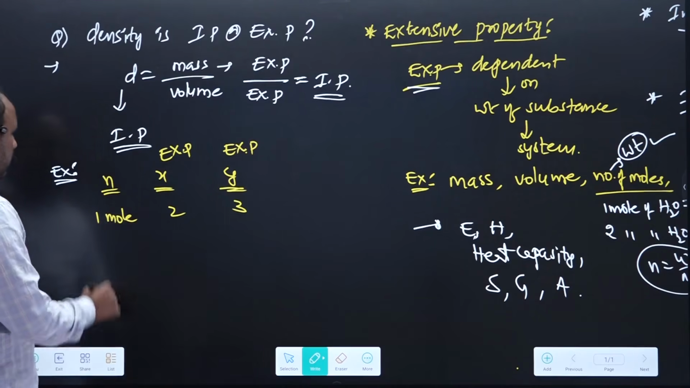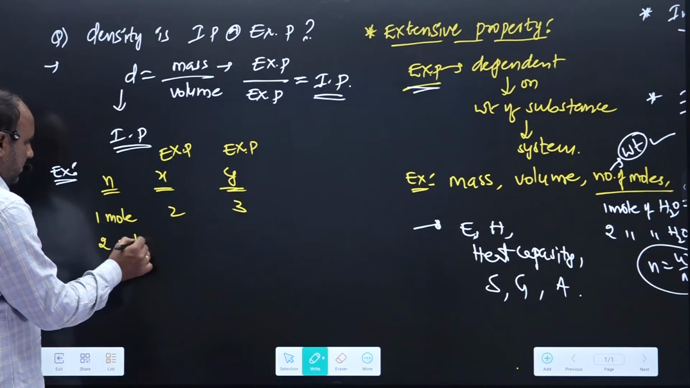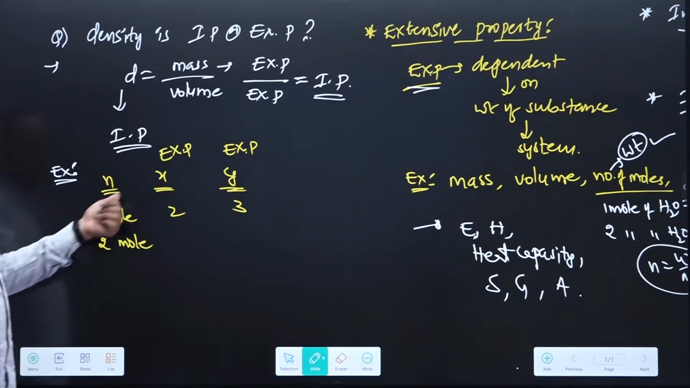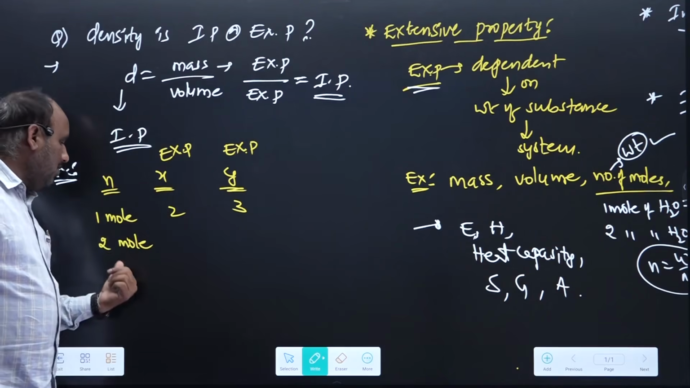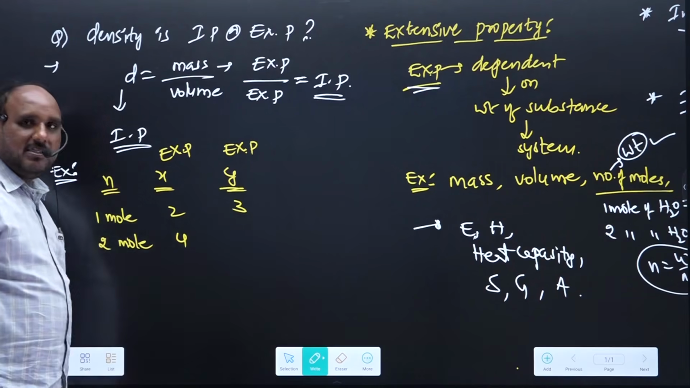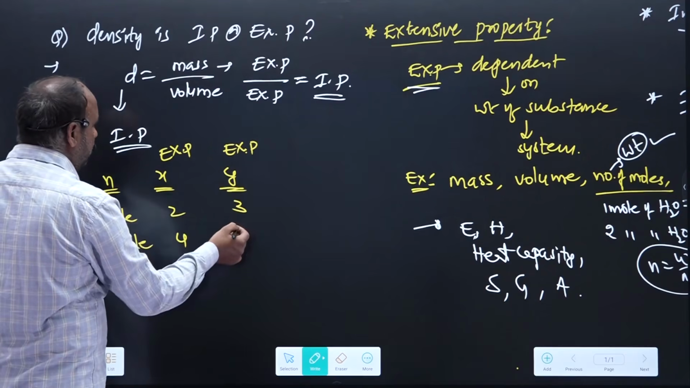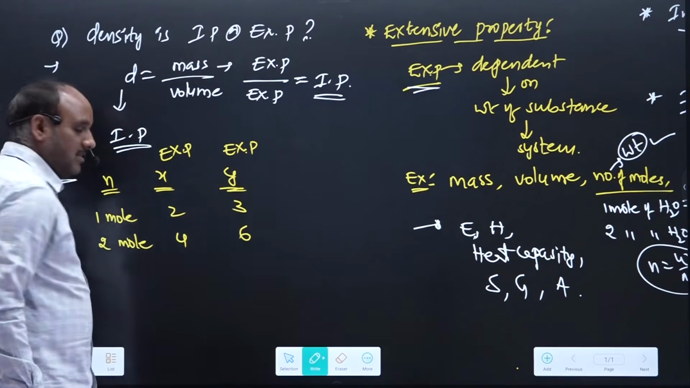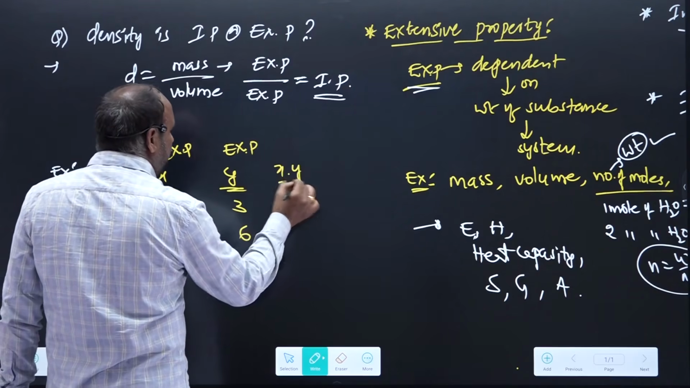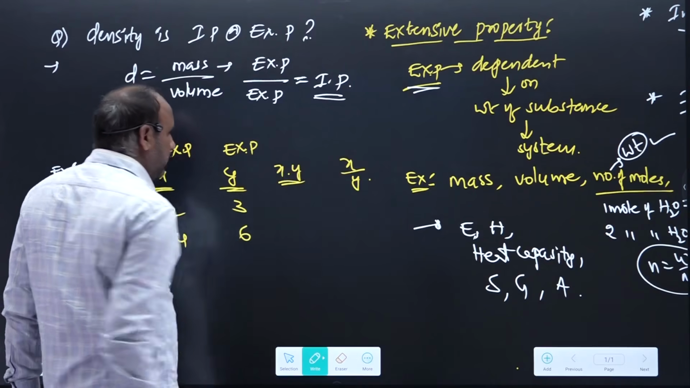So I can change moles to 2 moles. Extensive properties depend on moles or not? Moles is an extensive property or not? Extensive, that is, it depends on weight. So for 1 mole the value is 2, what is the value for 2 moles? 2 moles means 4, right? What about 3 moles? 6. So therefore we have to do X into Y and X by Y.